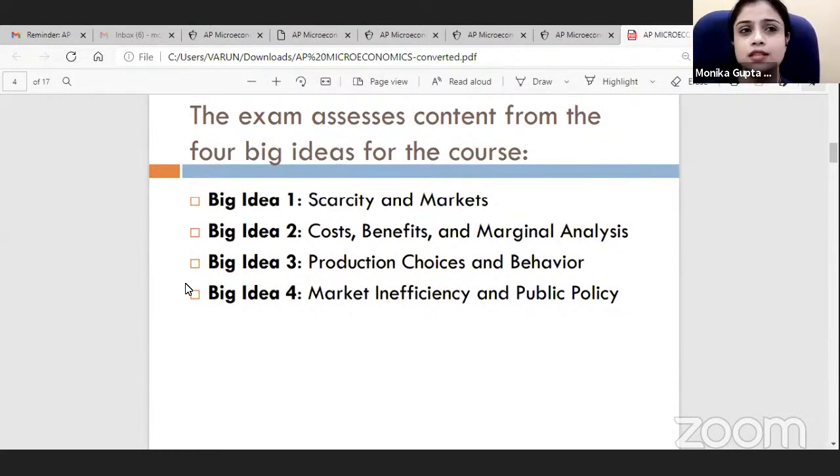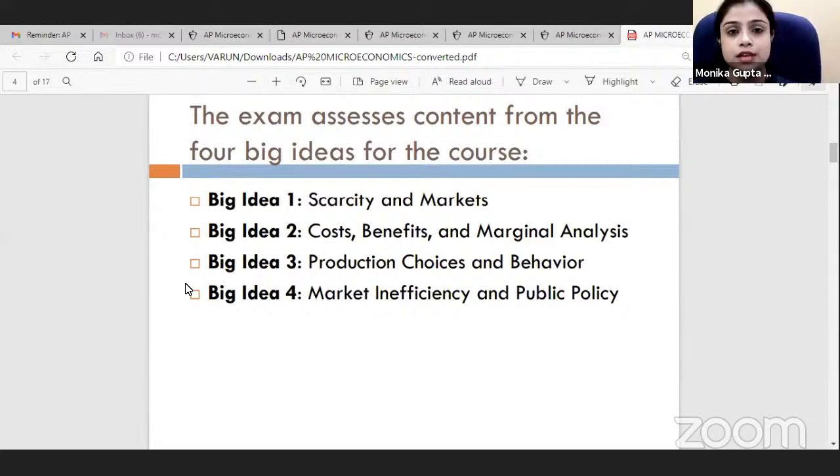If I talk about scarcity and markets, every problem arises where you have scarce resources and unlimited wants. You need everything, but you do not have an ample amount of resources to fulfill your needs. There you need to make a choice, and that is all about the allocation of choices. Here you need to make the optimal decision where you can use your resources efficiently. That is all about big idea one. Now, big idea two is all about cost, benefit, and marginal analysis. There are trade-offs.